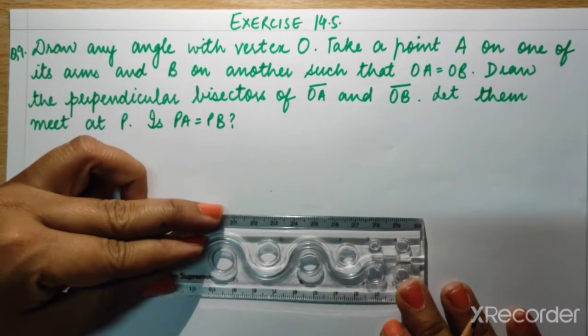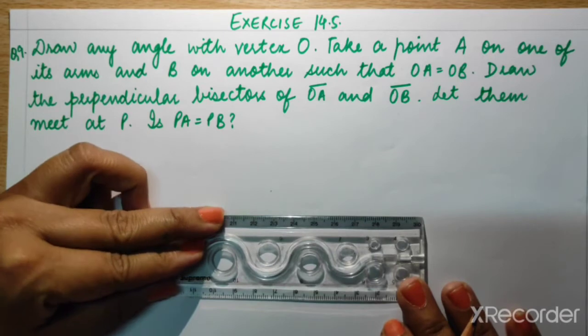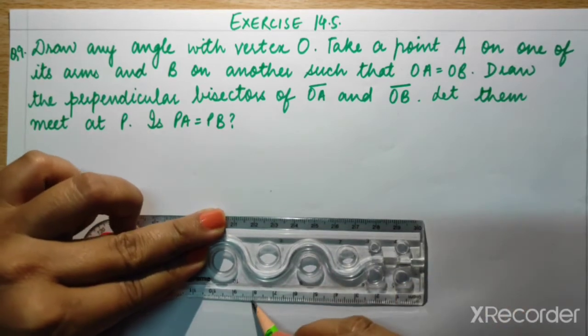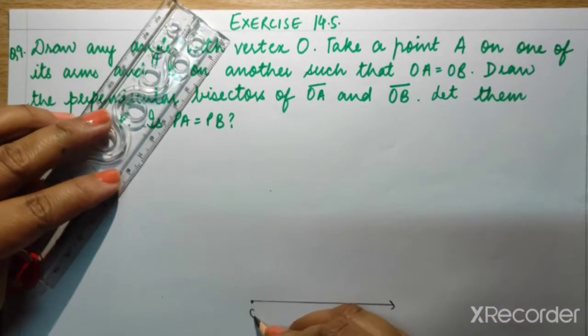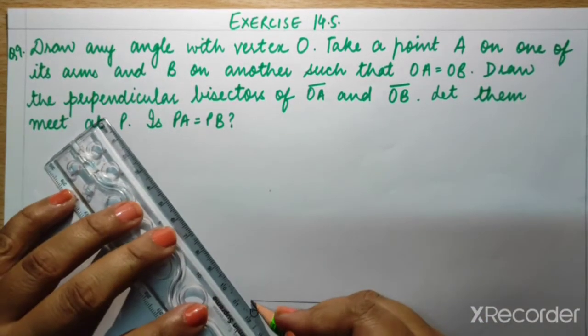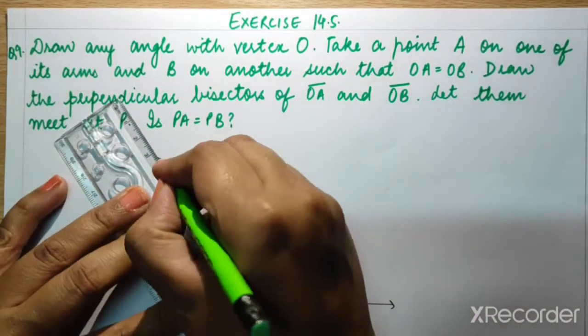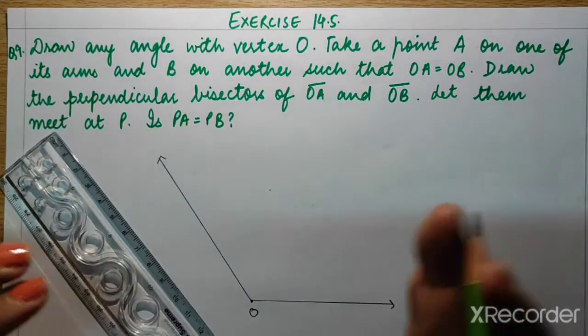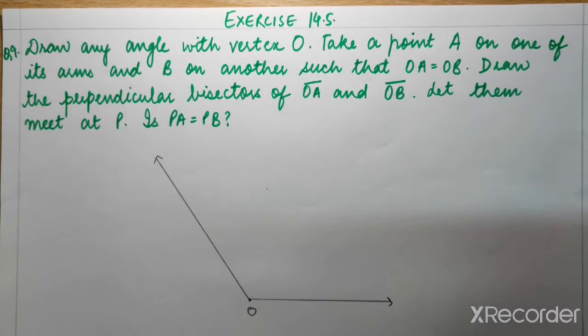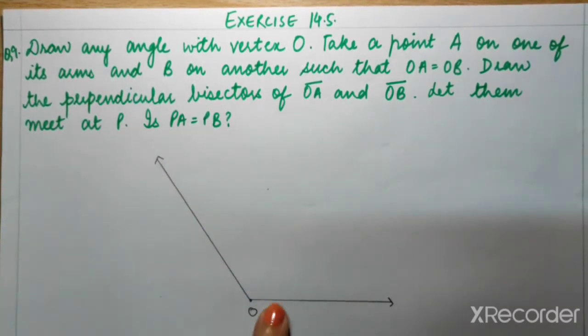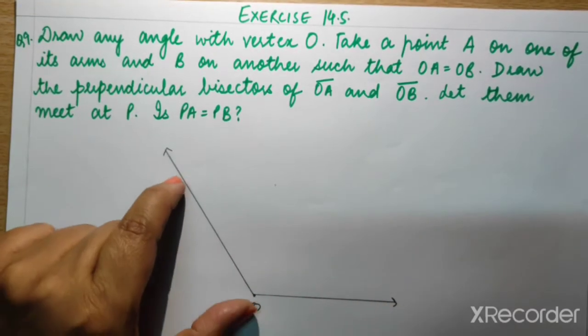Because now we have to draw the bisectors also, it should be somewhere in the middle of the page. So here is the vertex O, and I am going to draw an acute angle here, or you can take a little bit more than 90 degrees. Now we have to take point A somewhere on this arm, point B somewhere on this arm, such that OA should be equal to OB.